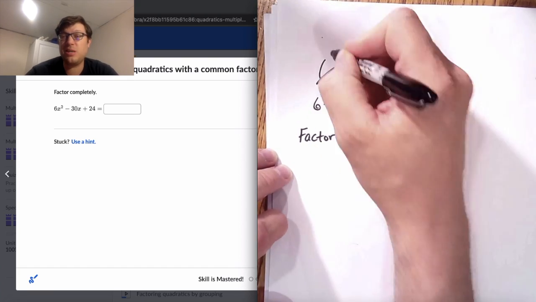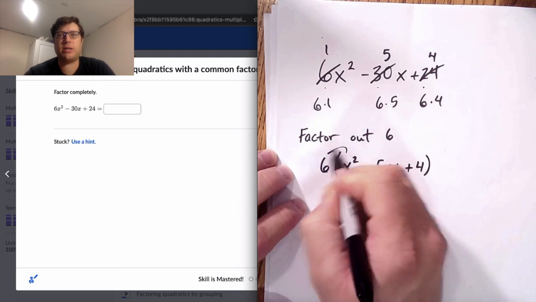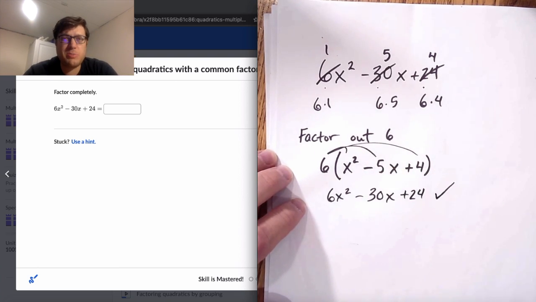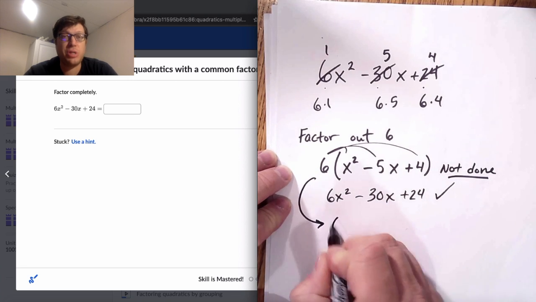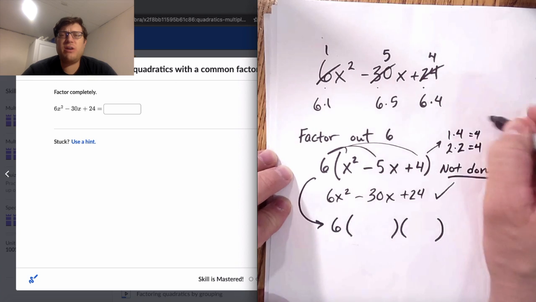Since 6 and 30 and 24 are all multiples of 6, the first step should be to factor out 6 away from it. A quick check: make sure you can distribute everything back through and get back to the original equation, and you're good to go. I'm left with x squared minus 5x plus 4.